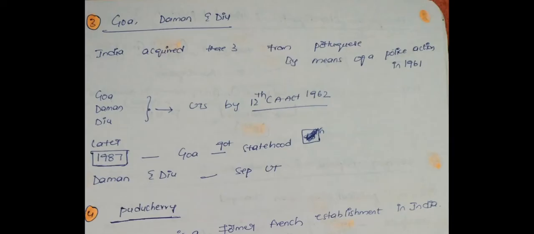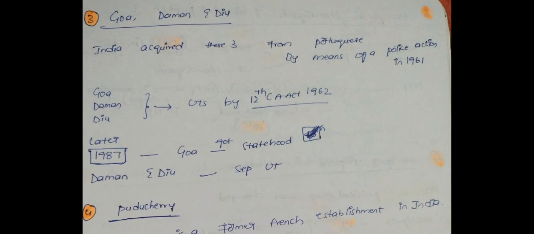Goa, Daman and Diu. India acquired these three territories from the Portuguese by means of a police action in 1961, and they were constituted as a union territory by the 12th Constitutional Amendment Act 1962. Later, in 1987, Goa got statehood, and Daman and Diu remained a separate union territory.